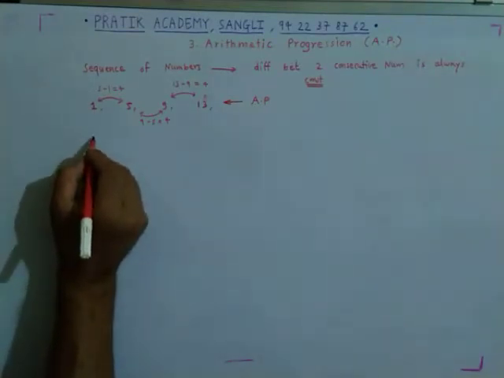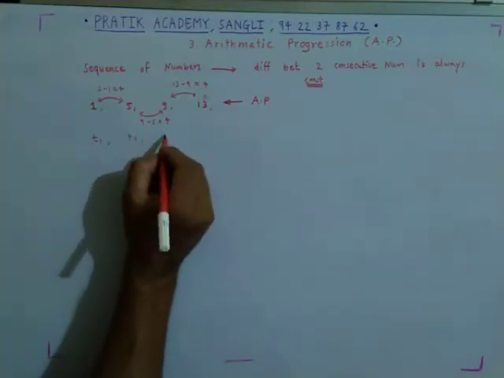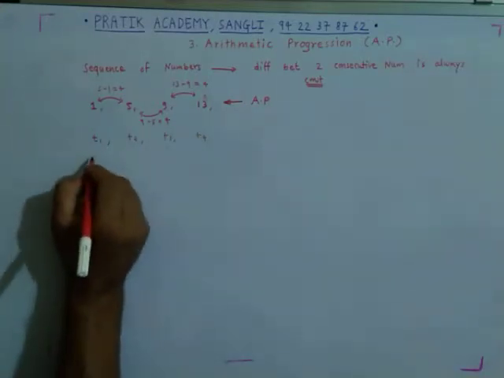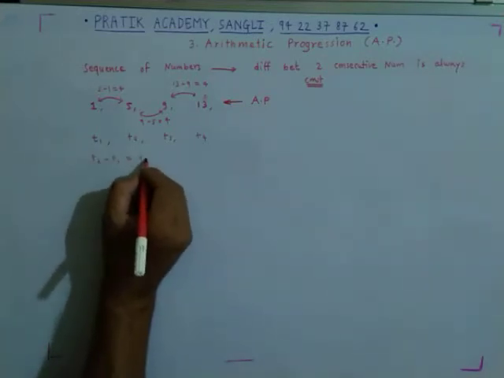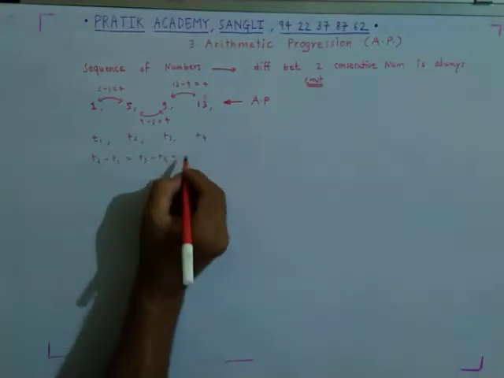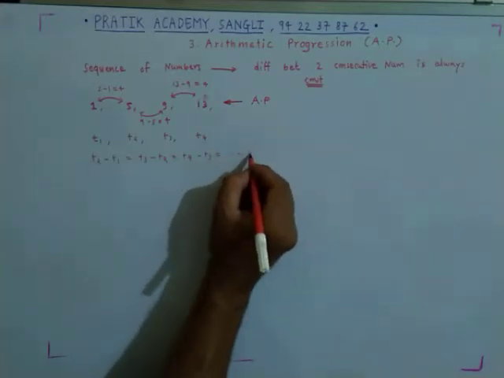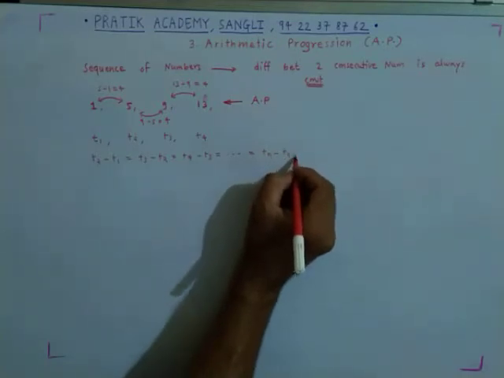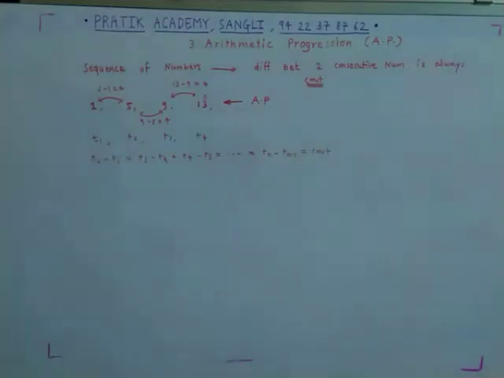Here this is our first term, called T1. This is the second term, called T2. This is the third term, T3, and T4. The difference between two consecutive terms, T2 minus T1, is equal to T3 minus T2, which is equal to T4 minus T3, and in the same manner equal to Tn minus its previous term, Tn minus 1, and it is constant. So these numbers are said to be in AP.